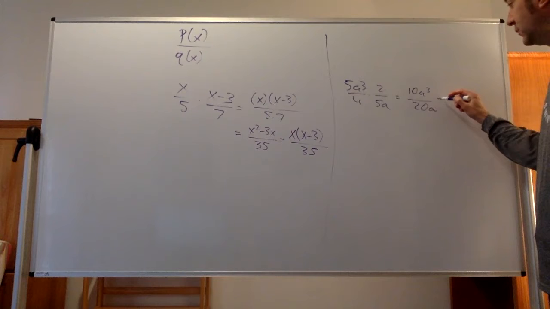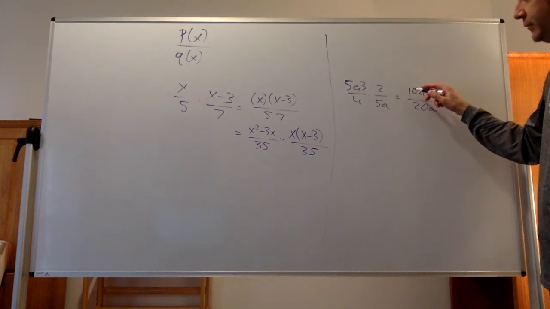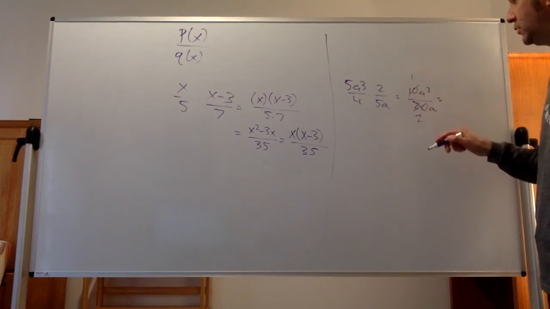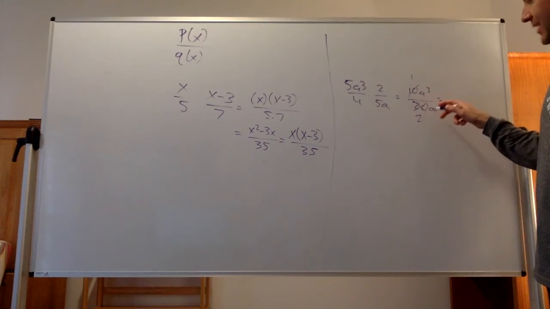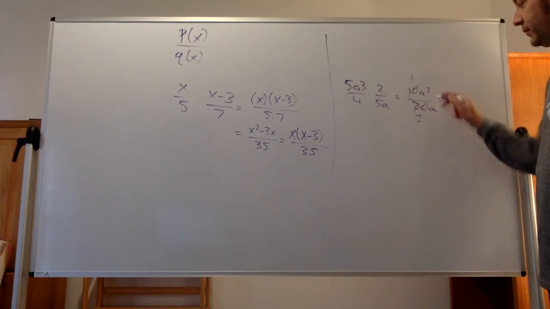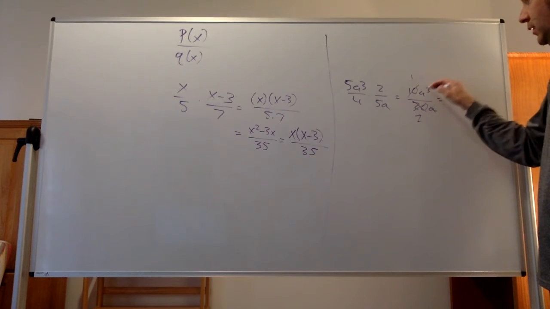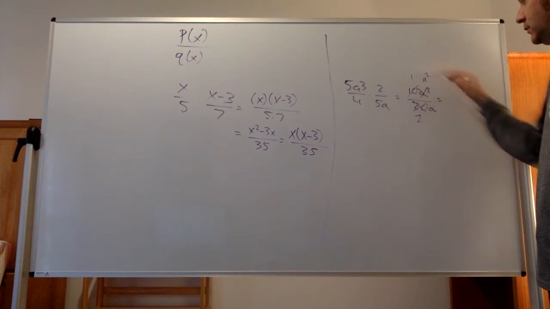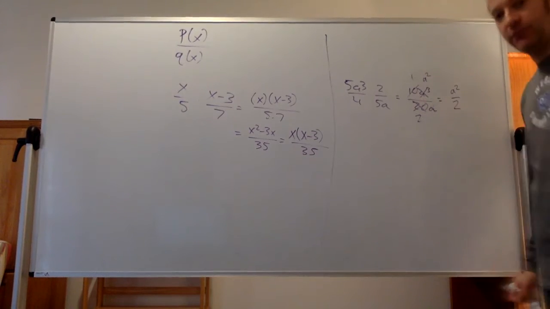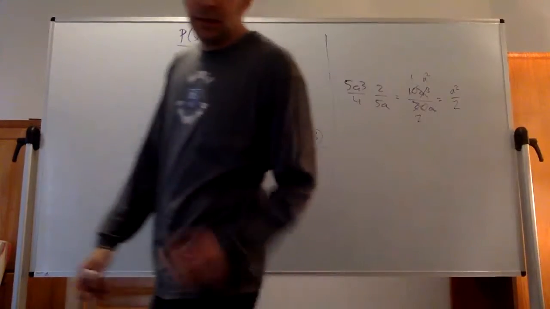So you can cancel a 10 out of the top and it leaves a 1, and a 10 out of the bottom and it leaves a 2. And there's a cubed on top and an a on the bottom. So this is like 3 a's and that's like 1 a. So that goes away and it leaves 2 a's up here. So this whole thing becomes a squared over 2.